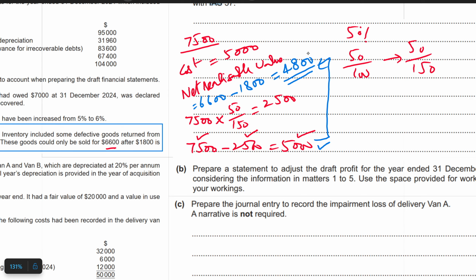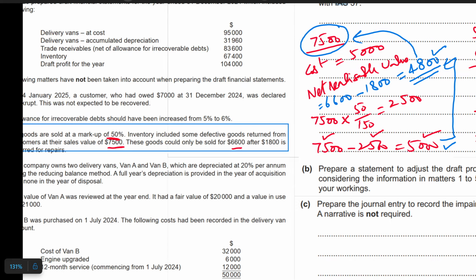So actually we had to record it at 4800, while it is recorded in the financial statements as 7500. So clearly you can see inventory is overstated. How much? 7500 minus 4800. So inventory is overstated by 2700.